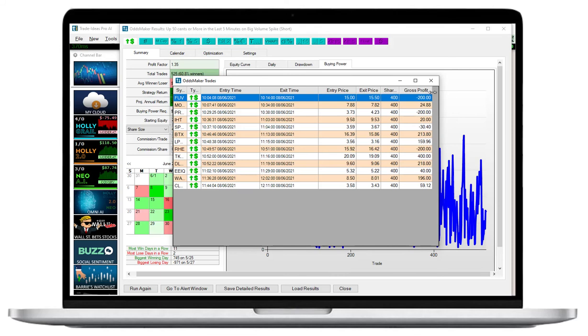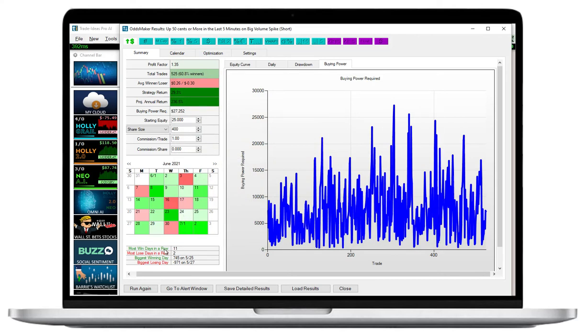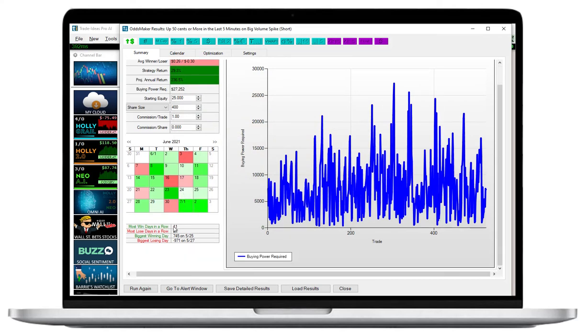Below the calendar, the numbers and dates for the most winning days in a row, the most losing days in a row, as well as the biggest winning day, and the biggest losing day, are listed.